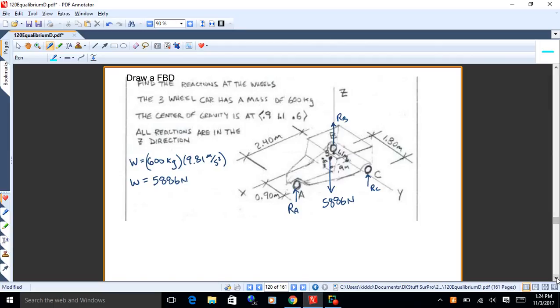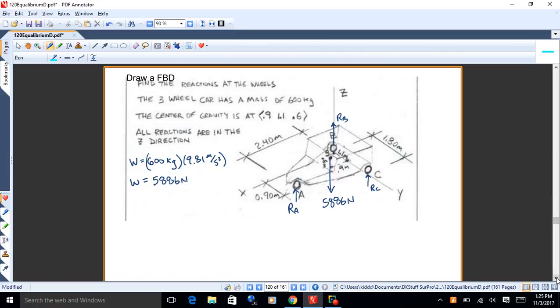So let's start with the more intuitive approach, but it does require a bit of visualization ability. What we've got there is the weight, not the mass, but the weight at the center of gravity, and then upward forces at each of the wheels. I just gave you the coordinate of the center of gravity because it's a little messy there. I'm drawing that in there.